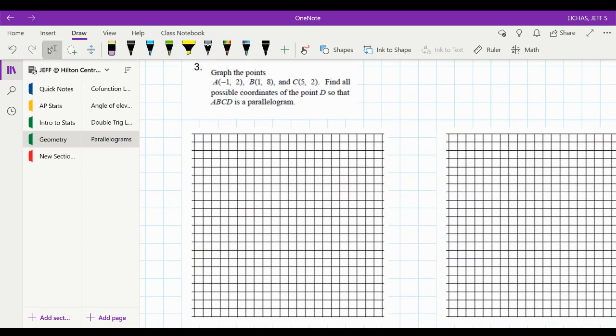Graphing the points, number 3. All right, so first thing you'll have to do is create your axis. Sorry about that, I don't have a straight edge. I'm using a tablet. Okay, so negative 1, 2. Plot it real fast. 1, 8. And 5, 2.